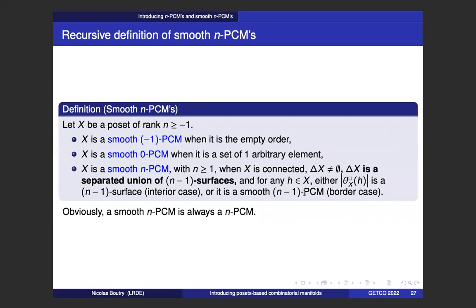And now the version plus of the PCMs, because we will see that there is an additional condition that we really need in practice. There are smooth PCMs, smooth in the discrete sense, obviously. The -1 PCM as usual, the 0 PCM as usual, but for the n-PCM, it means that a smooth n-PCM is an n-PCM where the boundary, the border, is a separated union of n-1 surfaces. Okay? It is almost the same thing, and obviously it is stronger than the standard PCMs.